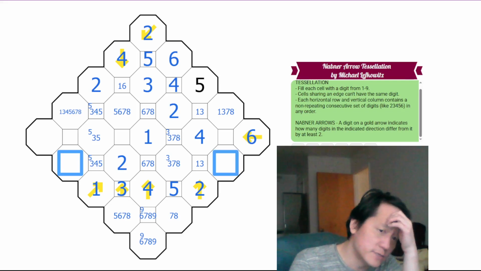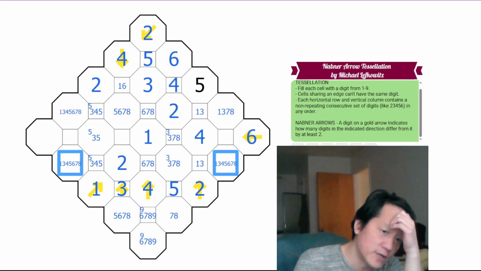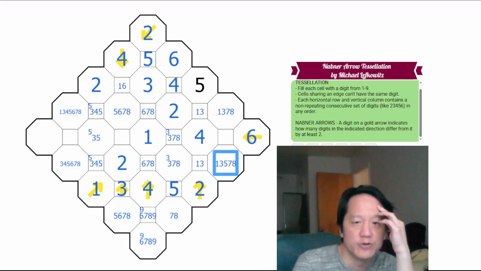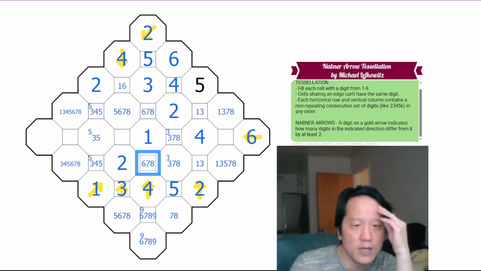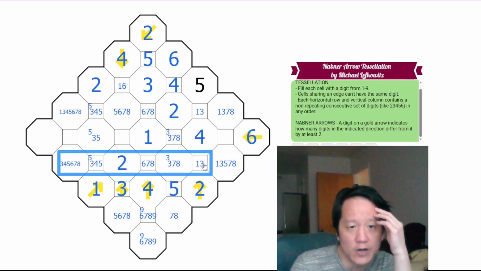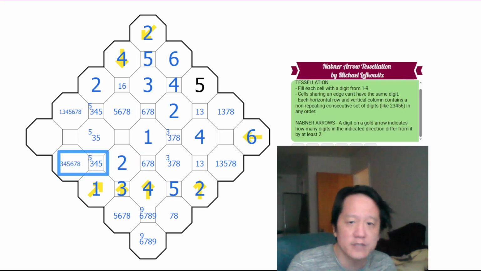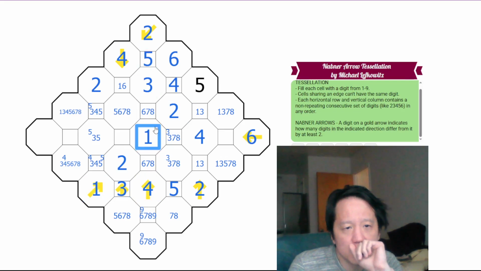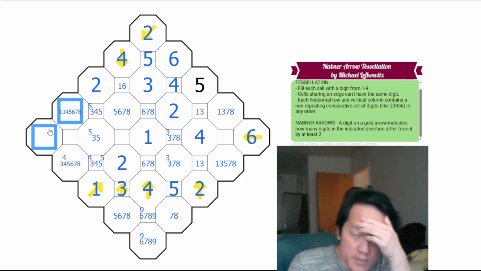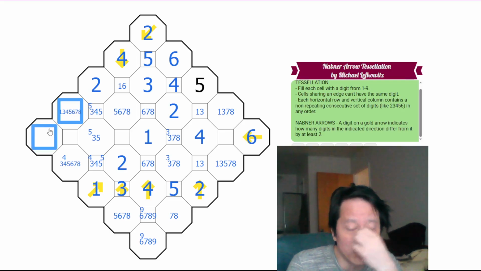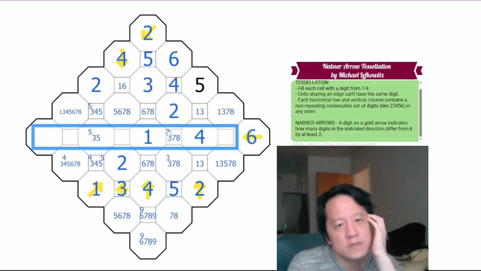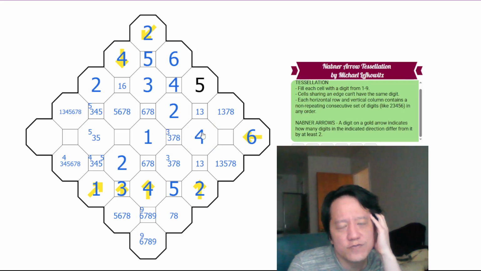Remaining digits of row 6, we have 1, 3, 4, 5, 6, 7, 8. No 1 here because of the neighbor. No 6 here because of neighbor. No 4 here because of neighbor. We need a 4 somewhere in row 6. So it has to be one of these 2. One of these is either the same or consecutive with 2. One is not. This is 4.